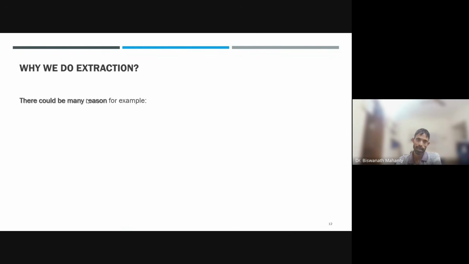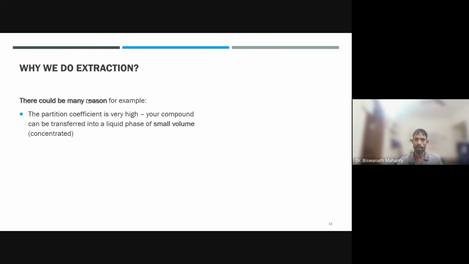Why do we do the extraction process? There could be many reasons for this. The partition coefficient is very high, so we know the compound moves preferentially to the organic phase. So our compound can be transferred into a liquid phase in a small volume. So things are concentrated, easy to handle, easy to maintain.